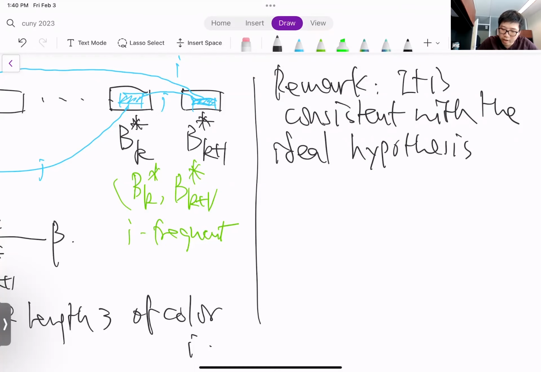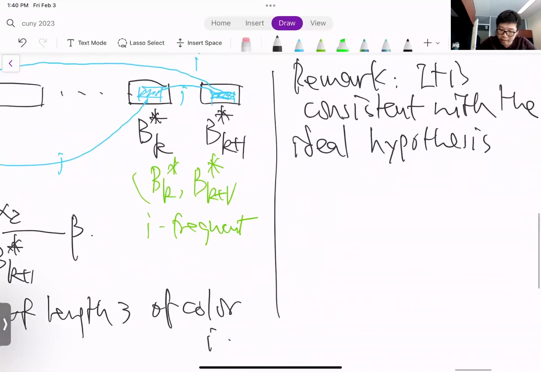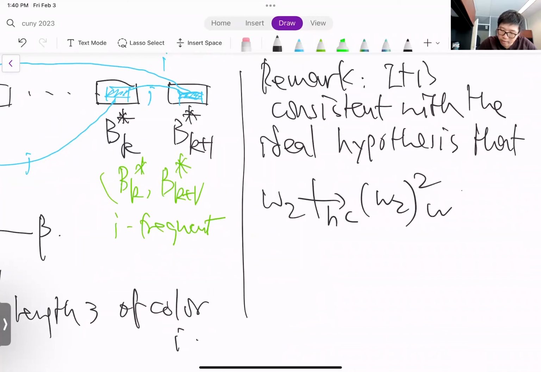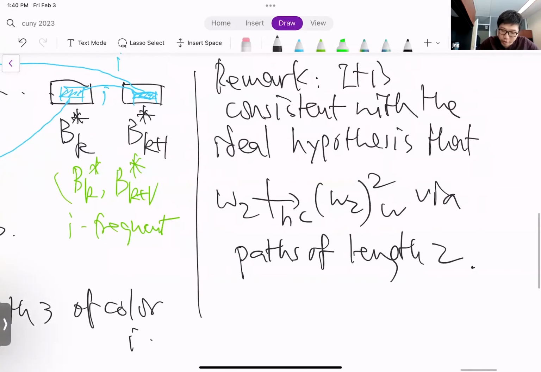When I say the ideal hypothesis, it's the ideal hypothesis that I derived this theorem from, that omega 2 does not arrow omega 2 to omega via path of length 2. So I need path of length 3, and it's optimal using this ideal hypothesis. This brings us to the questions.